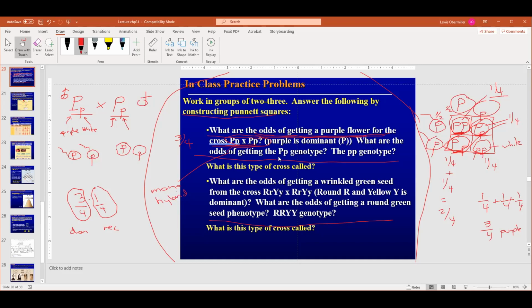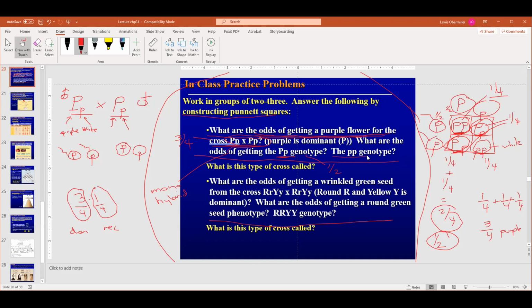What's the odds of getting the big P, little p genotype? Well, we can do this rule of addition here. We have 1/4 plus 1/4, which is 2/4, which reduces to 1/2. So the answer to this one is 1/2.